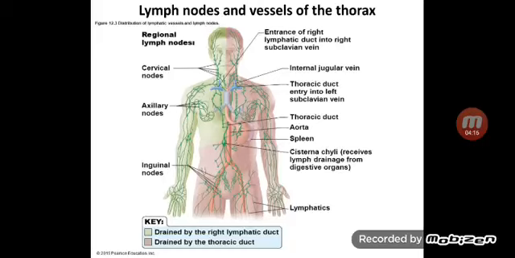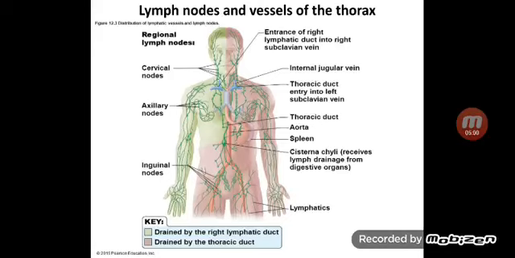The lymphatic vessels of the skin of the anterior thoracic wall drain into the anterior axillary lymph nodes. But the lymphatic vessels of the skin of the posterior thoracic wall drain to the posterior axillary lymph nodes. This is superficial. What about the deep lymphatic vessels?